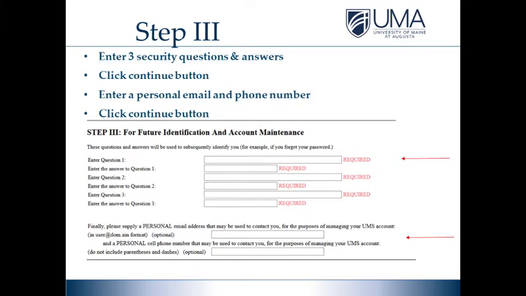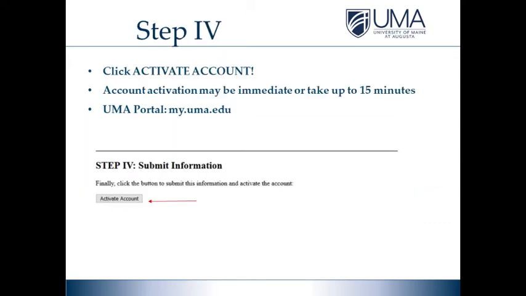Also, in this step, you may want to enter a personal email address and/or phone number. This can also be used in the password recovery process. This part of the step is optional, but it can be helpful. Once you have entered the information, click the Continue button. The final step is to submit your information by clicking the Activate Account button. Congratulations, you have successfully activated your account and are one step closer to becoming a UMA student.